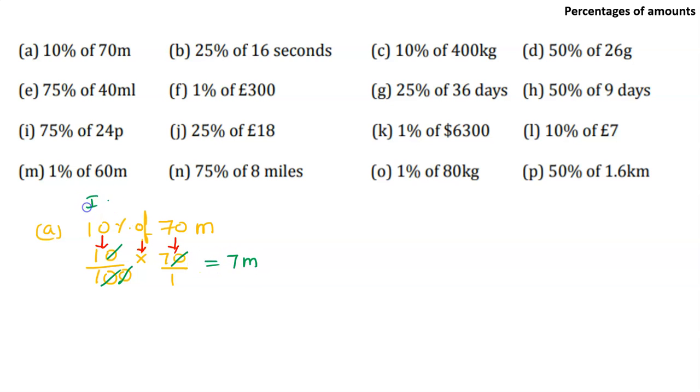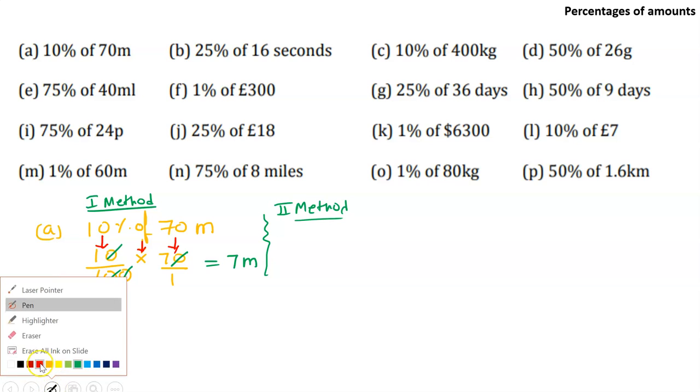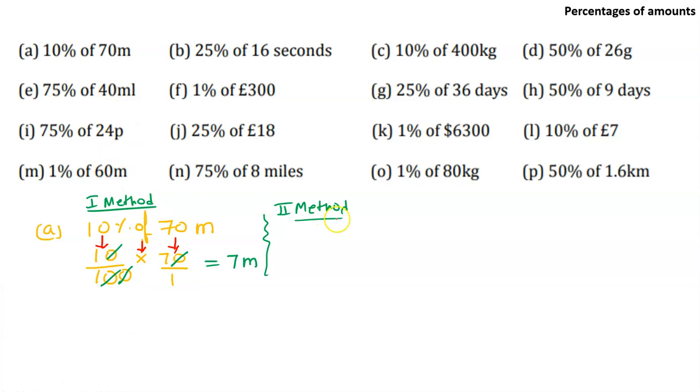This is first method. Okay, if you don't like this method, you can go for second method. Yeah, what is second method? For question A, still I'm doing question number A. So second method is 10%. 10% means 10 upon 100. Okay, 10 upon 100 means 1 upon 10, that is 0.1.